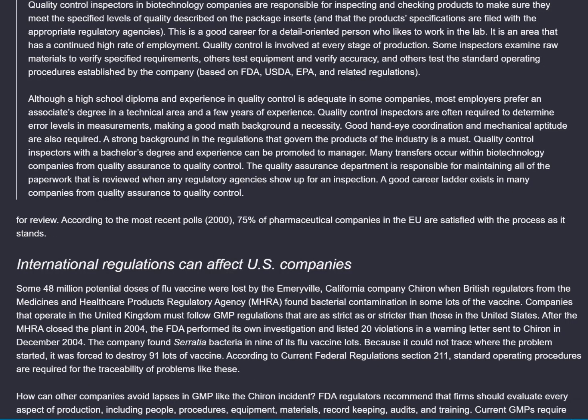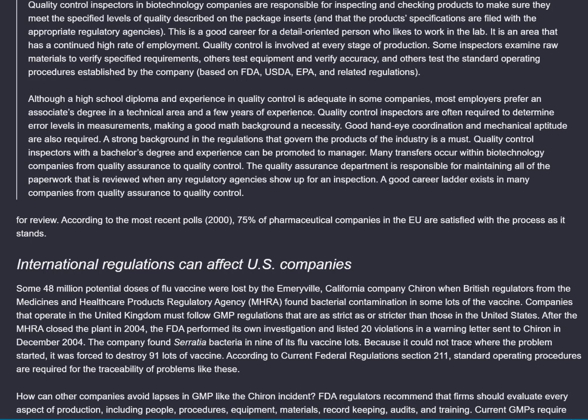Quality control inspectors in biotechnology companies are responsible for inspecting and checking products to make sure they meet the specified levels of quality described on the package inserts, and that the product's specifications are filed with the appropriate regulatory agencies. This is a good career for a detail-oriented person who likes to work in the lab. It is an area that has a continued high rate of employment.